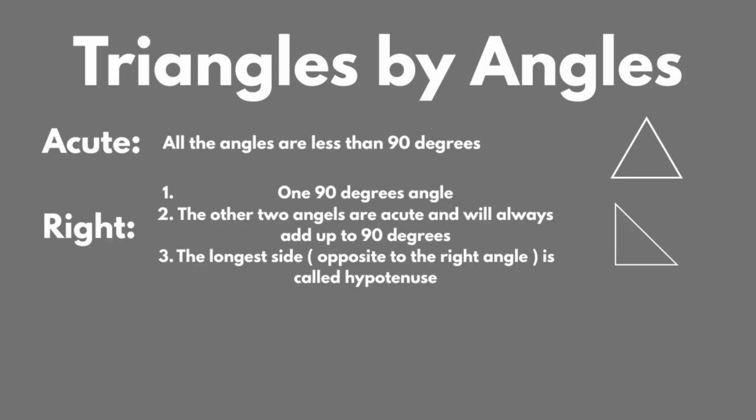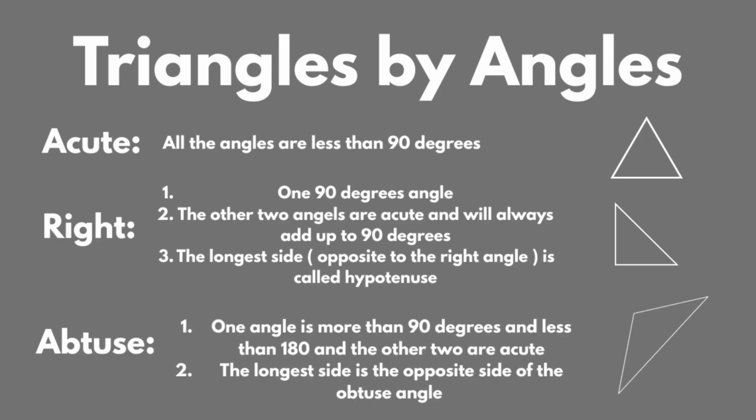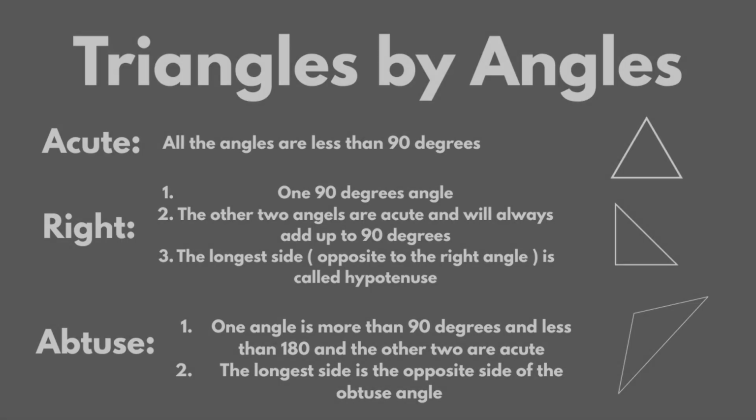The longest side of the right triangle is the opposite side of the right angle. This side is called the hypotenuse. Obtuse triangles. One angle is larger than 90 but less than 180, and the other two are acute angles. The longest side in these triangles is the opposite side of the obtuse angle.